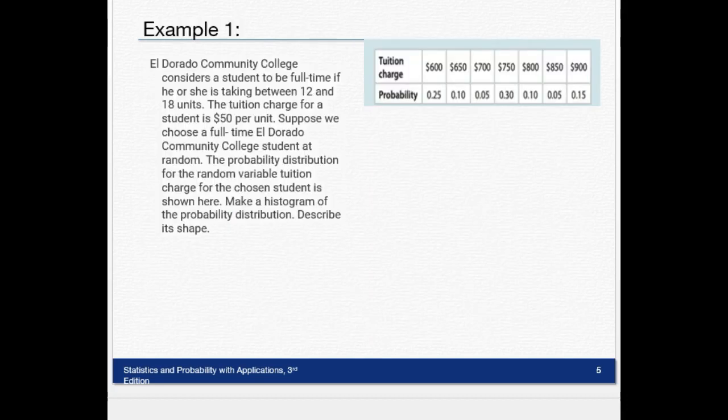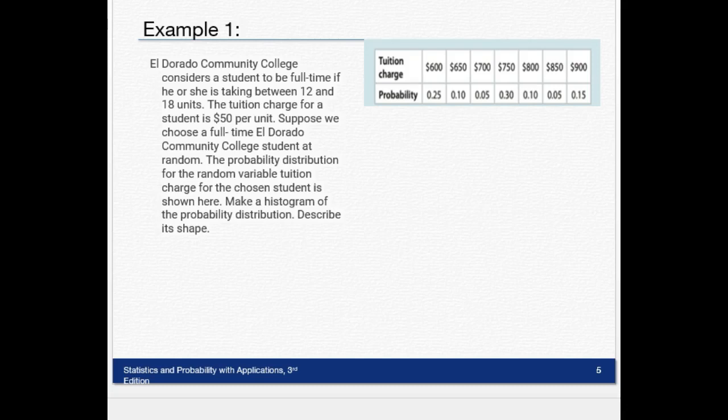All right, let's try this. El Dorado Community College considers a student to be full-time if he or she is taking between 12 and 18 units. The tuition charge for a student is $50 per unit. Suppose we choose a full-time El Dorado Community College student at random. The probability distribution for the random variable tuition charge for the chosen student is shown here. Make a histogram of the probability distribution and describe its shape.